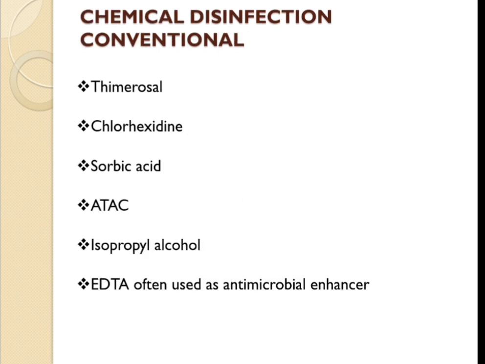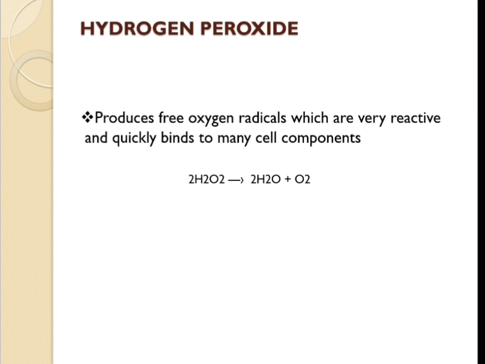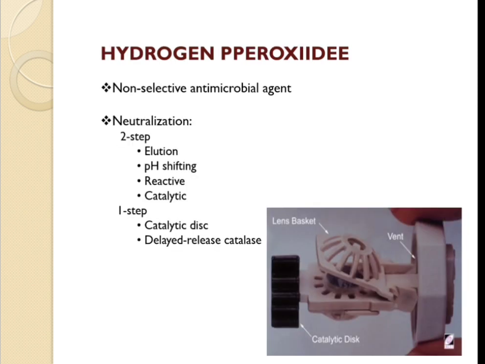So chemical disinfections include thiomersal, chlorhexidine, sorbic acid, and isopropyl, with EDTA often used as an antimicrobial enhancer. So these are the chemical disinfectants. First is the hydrogen peroxide. So you can see this is the hydroperoxide.